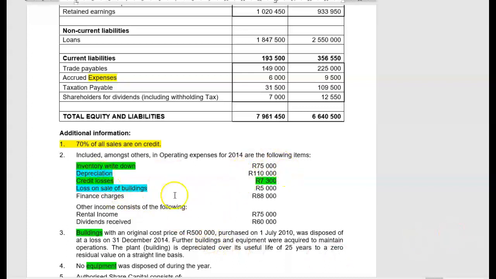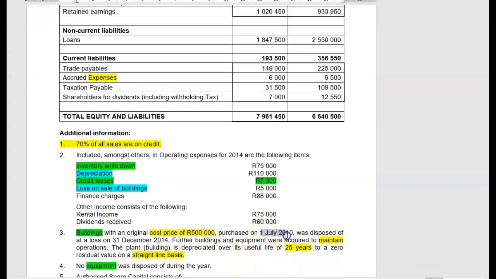Depreciation was a total amount, so I cannot use that one in the buildings account per se. Buildings with original cost price of 500,000, purchased on 1 July 2010, was disposed of at a loss on 31 December. Further buildings and equipment were acquired to maintain operations. Maintain is replacement. The plant or the building is depreciated over its useful life of 25 years to a zero residual value on the straight line basis.